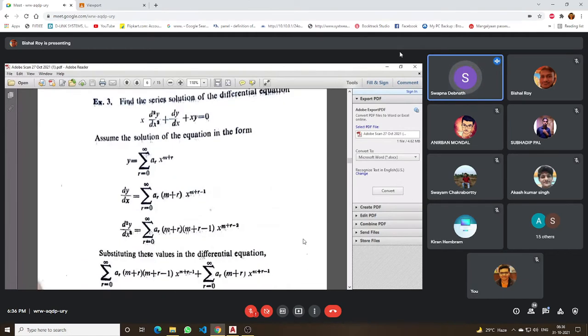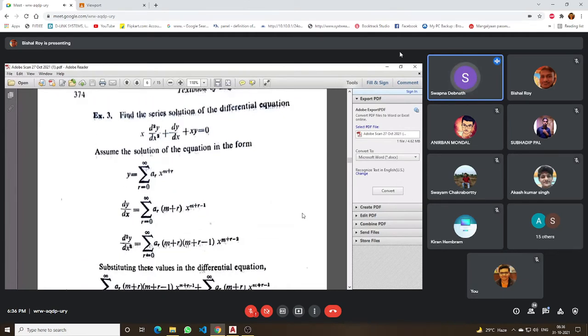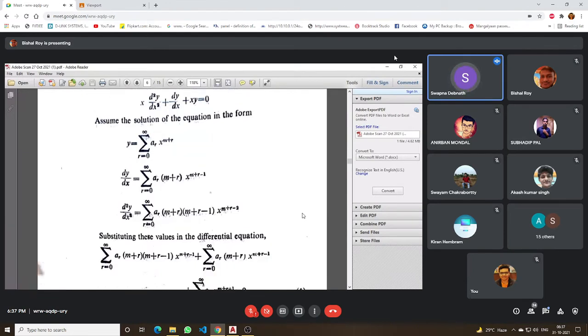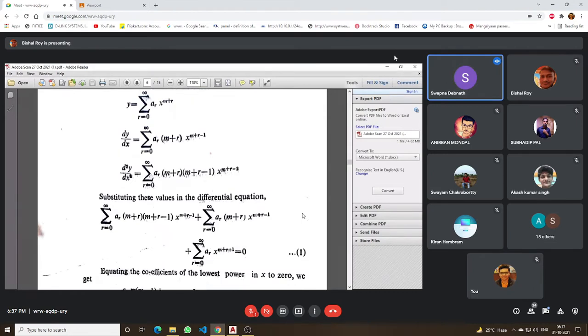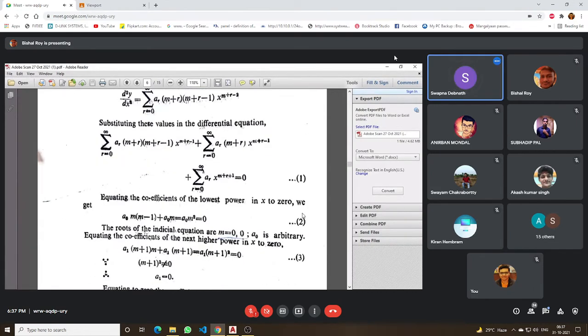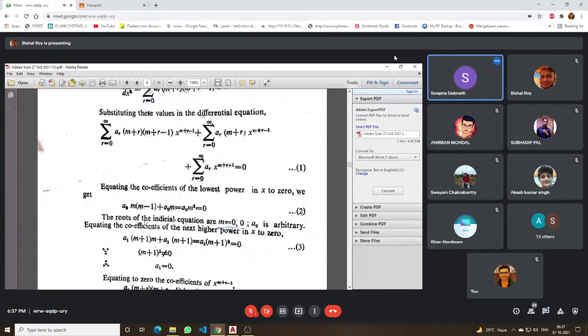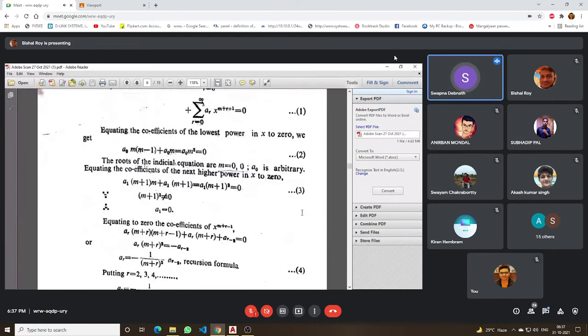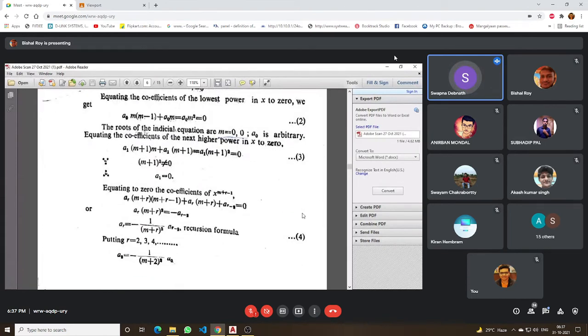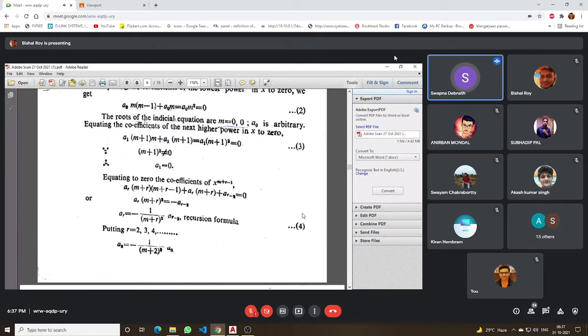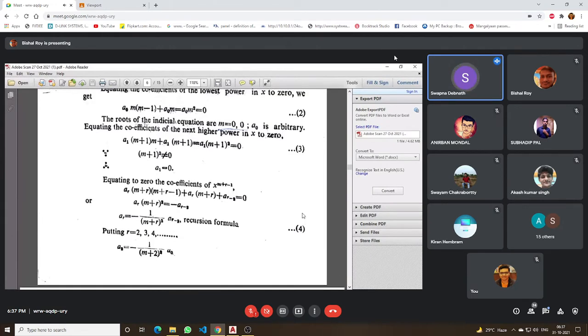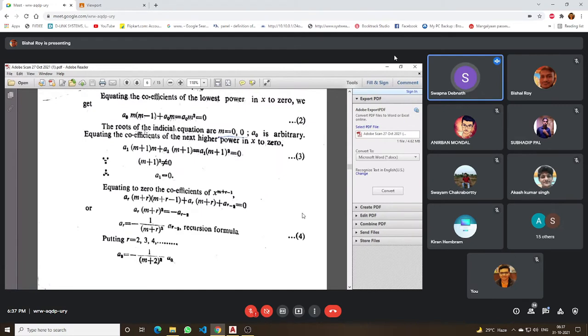This is an equation. Step number 1 is y equal to summation a_r x to the power m plus r. Then step number 2 is dy/dx, d2y/dx2. They have calculated these and substituted them in the equation. Now, from this equation, what is the lowest power of x? If you put r equal to 0, that gives the lowest power of x. Therefore, these are the values m equal to 0 and 0. You see, I have underlined the roots of this indicial equation. These are equal.